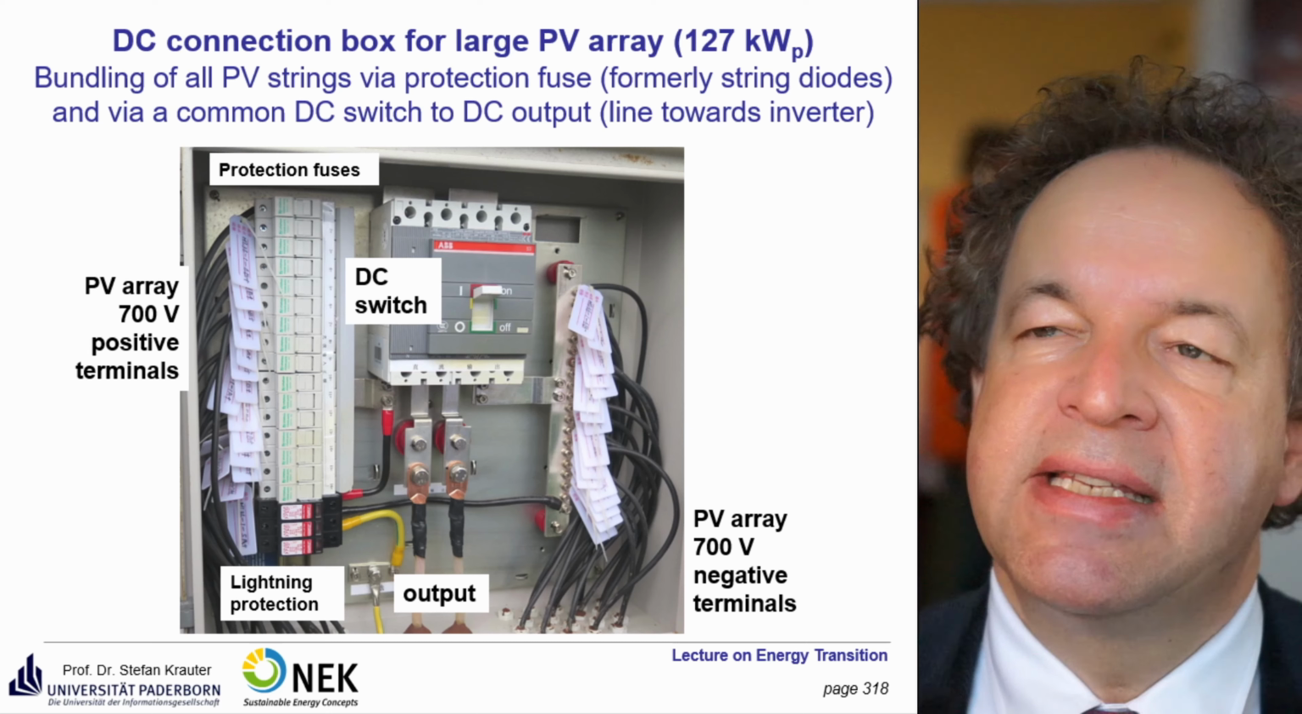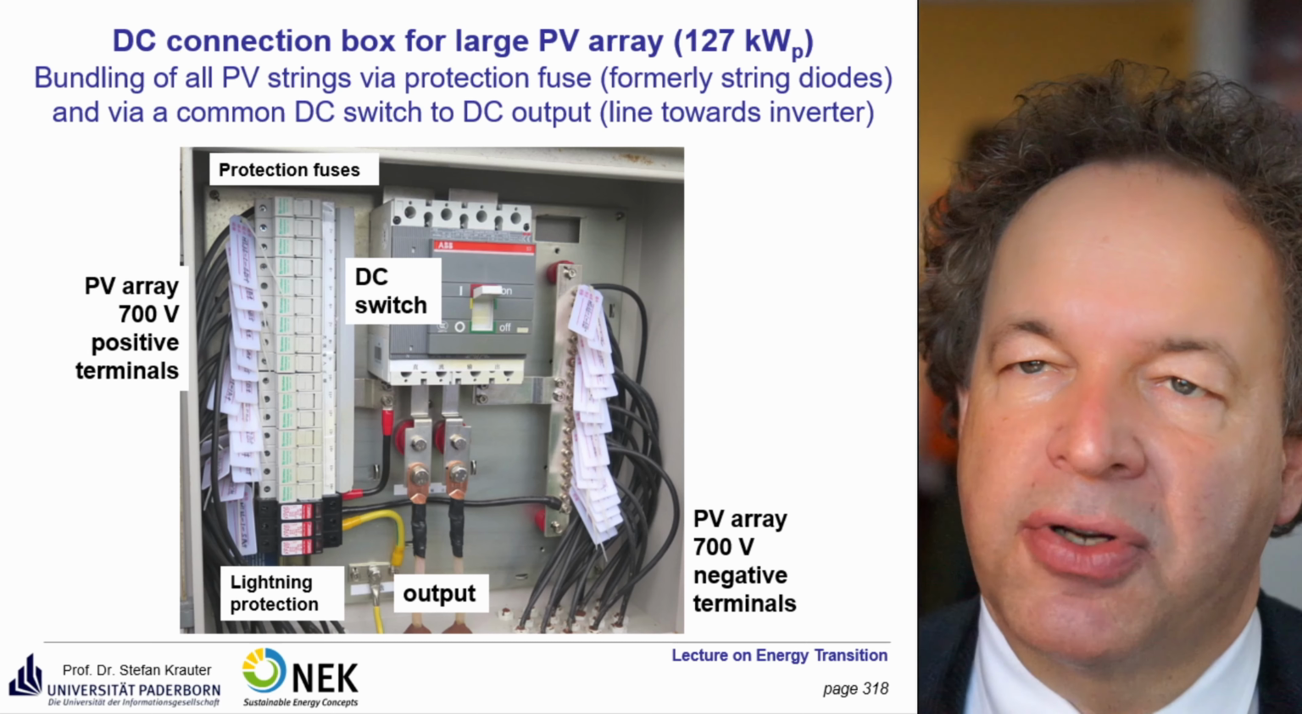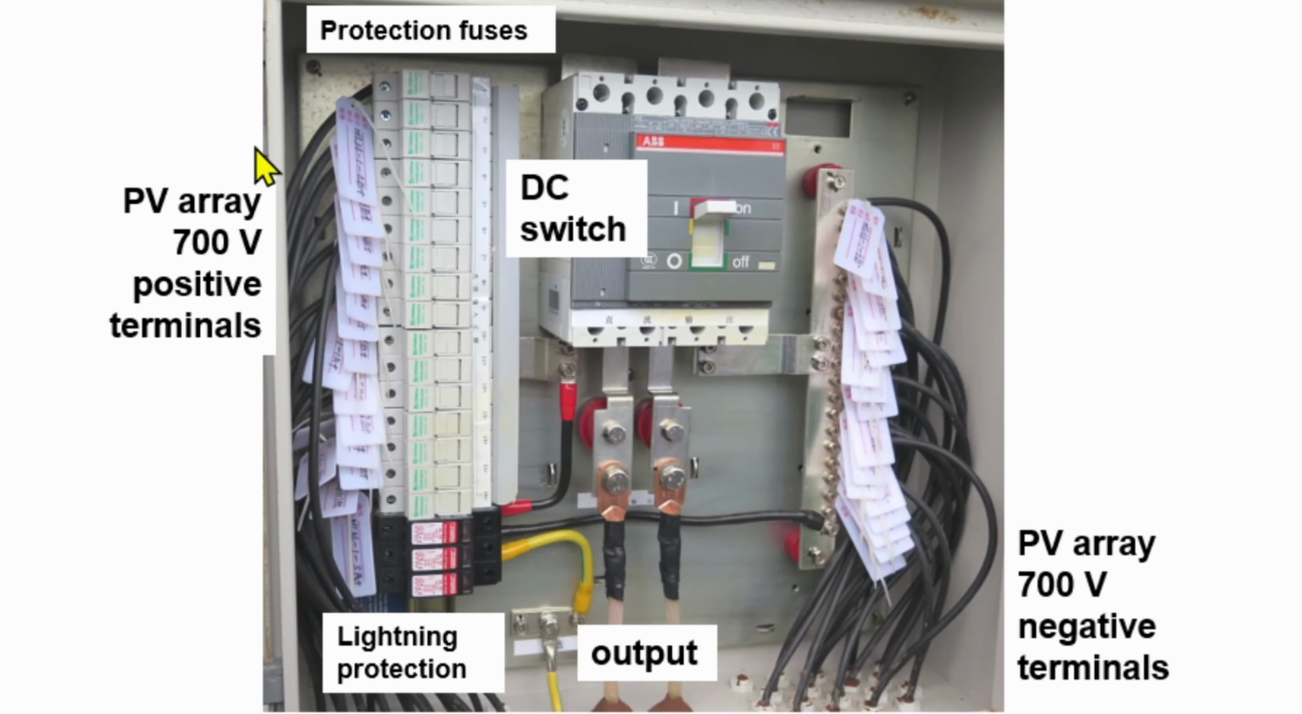Let's take a look inside that connection box. So you see here the cable from the PV array. It operates not at 1000 volts, but at 700 volts. Here the positive and here the negative poles. Then you have the fuses here. Then you have the DC switch, and you have lightning protection here. And then you have the output here, which goes into the inverter.